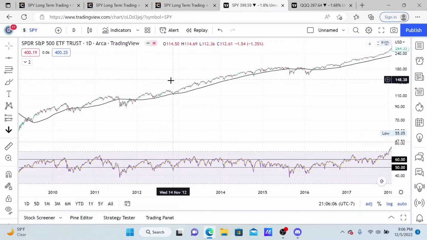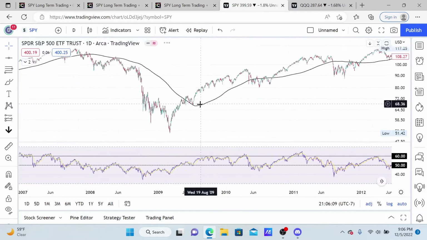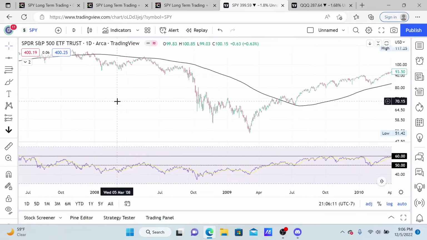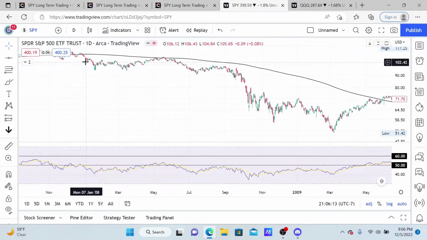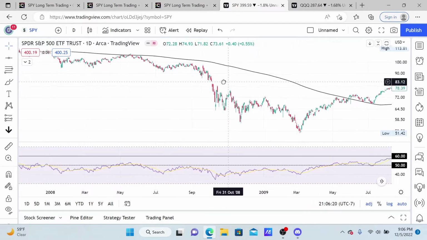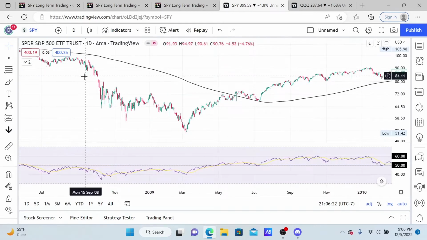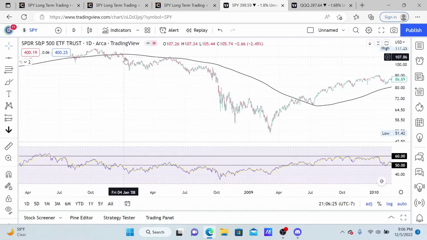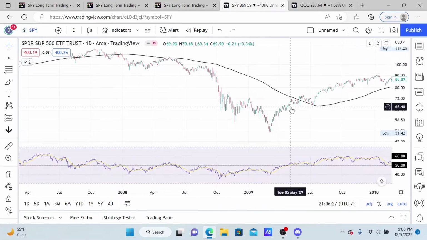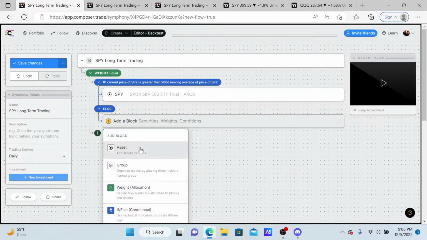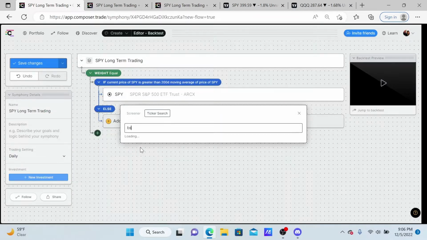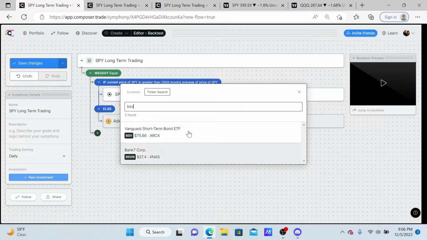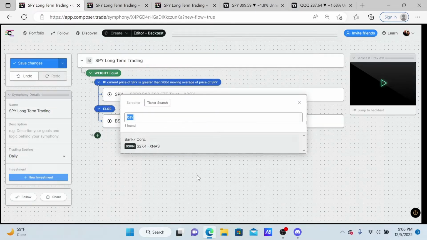Now, if it's below its 200-day moving average, let's just take the 2008 financial crisis, for example. You can see the trend is now rejecting off of the 200-day and continuing lower for a prolonged period. So we don't want to be long in SPY when it's trading below that black line. So what I do is simply go to bonds. So I like to use BSV. This is a Vanguard short-term bond, and I'll enter that there.